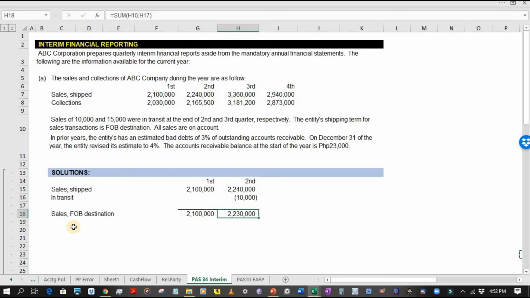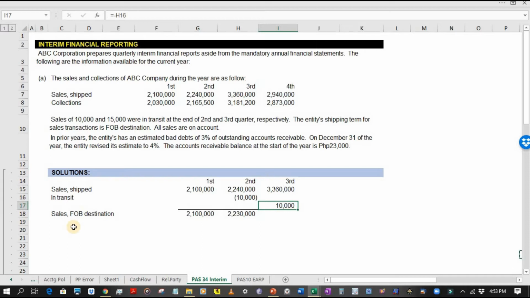Now let us proceed to third quarter. For the third quarter, the sales shipped in the third quarter is 3.36 million pesos. And of course, the 10,000 goods in transit as of the end of the second quarter is assumed to be received during the third quarter. Since we assume that the 10,000 pesos will be received by the buyer in the third quarter, it will become part of the sales to be recognized during the third quarter. So the 10,000 pesos shall be added to the 3.36 million sales.